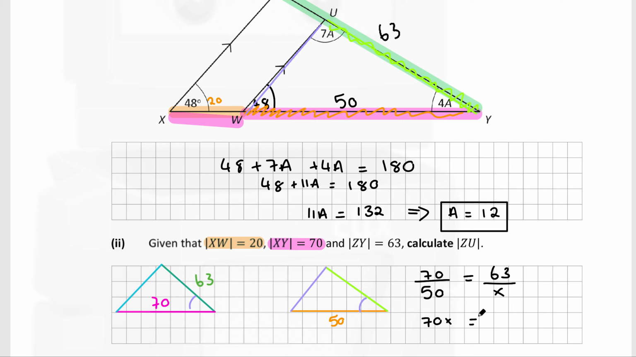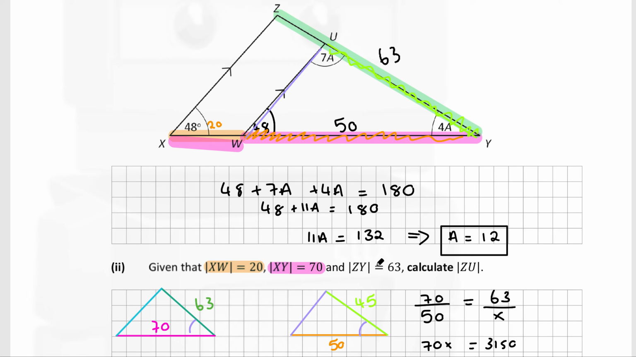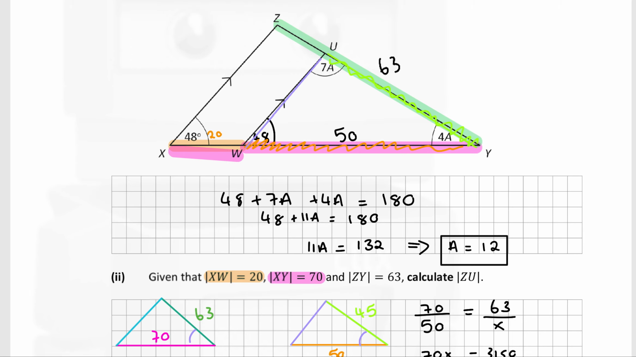If I do that, I get 3150, and then I divide it by 70, and what I get now is 45. So x is equal to 45. So this little tiny piece here, well, this not tiny piece, but that's 45. Now I wasn't asked about that one, but it does allow me now to figure out the next piece.